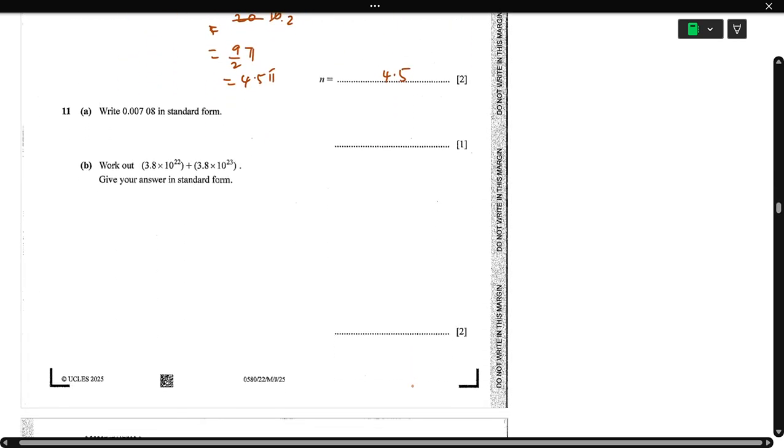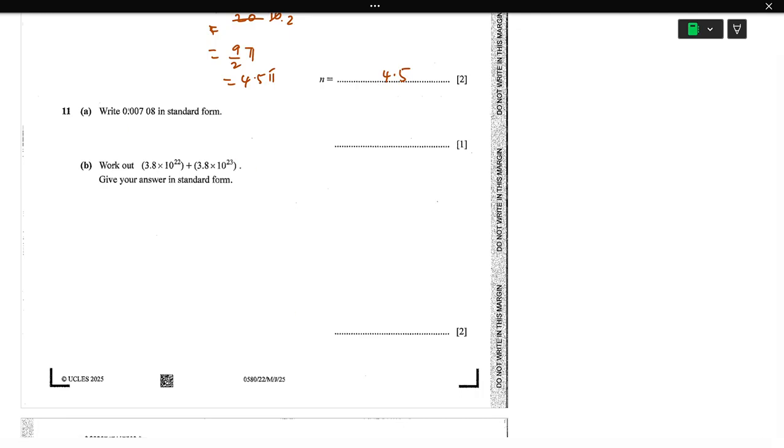Question number 11, write 0.00708 as a standard form. So now we need to move our decimal 1, 2, 3. So which is 7.08. When moving left to right, it is going to be 10 power negative 3.